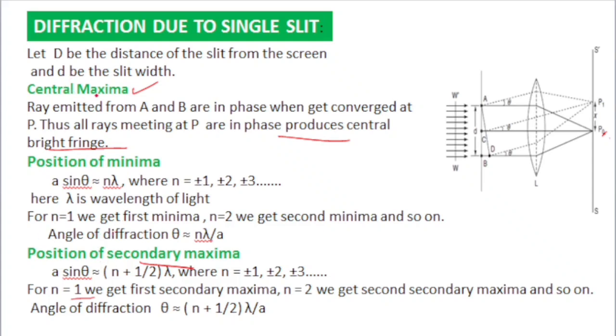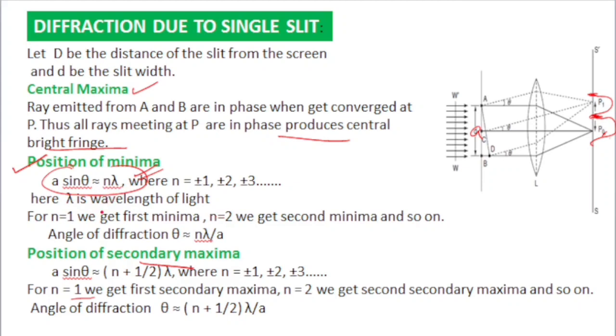So, suppose this is the central maxima. After this, the first minima is there, then again maxima, then again minima. So what is the position of minima? Here, for the position of minima, the path difference between the two rays emitted from A and B is a sin theta equal to n lambda. A is the slit width, right? Path difference n lambda is the position of maxima in the case of an interference pattern, but in the case of a diffraction pattern, this is the position of minima. a sin theta equal to n lambda, where lambda is the wavelength of light.